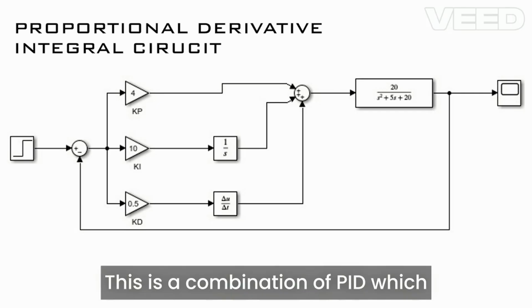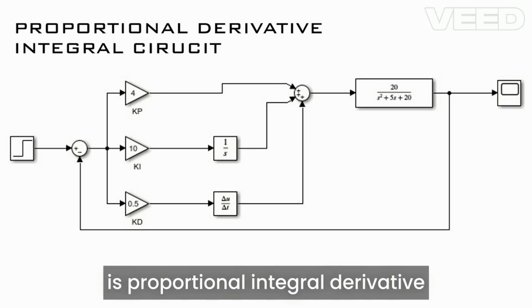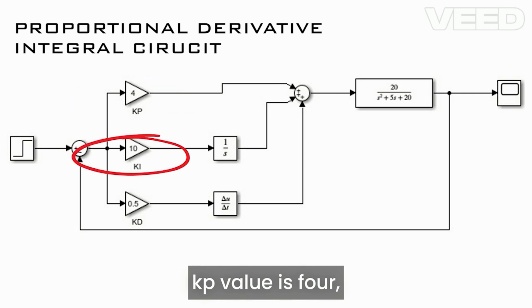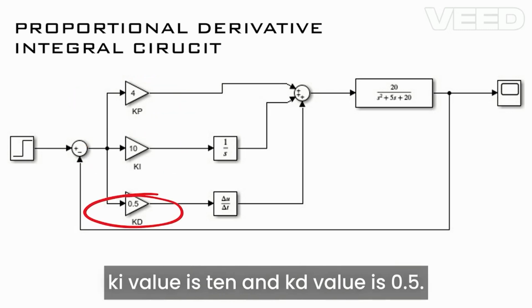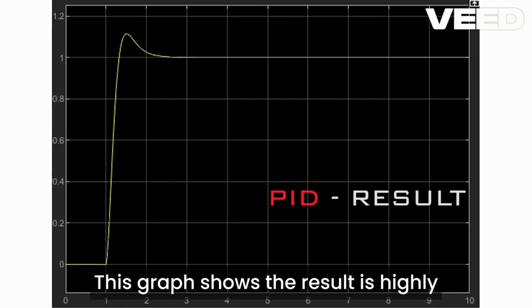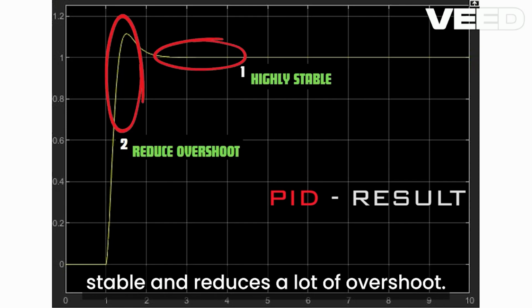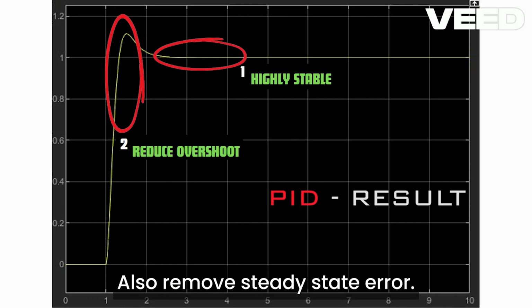This is a combination of PID which is proportional integral derivative. KP value is 4, KI value is 10 and KD value is 0.5. This graph shows the result is highly stable and reduces a lot of overshoot. Also removes steady state error.